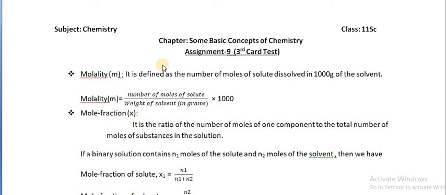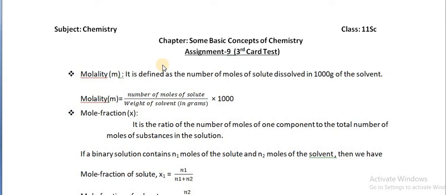In our last class, we discussed concentration terms like weight by weight percentage and weight by volume percentage. Then after that we saw normality, what it is, and after that we saw molarity. Molarity is the number of moles of solute per liter of the solution, denoted by capital M. Now today we are going to discuss the remaining concentration terms.